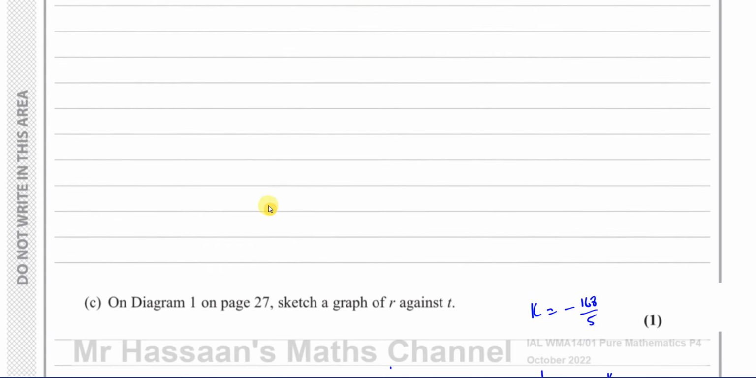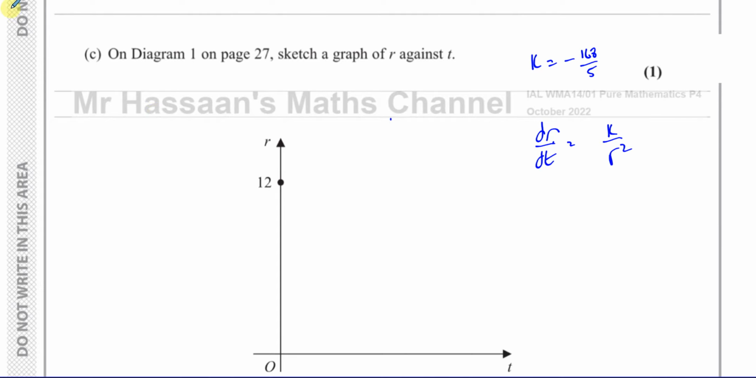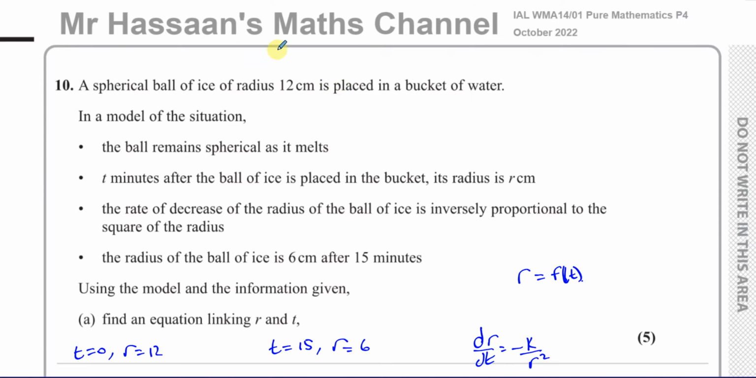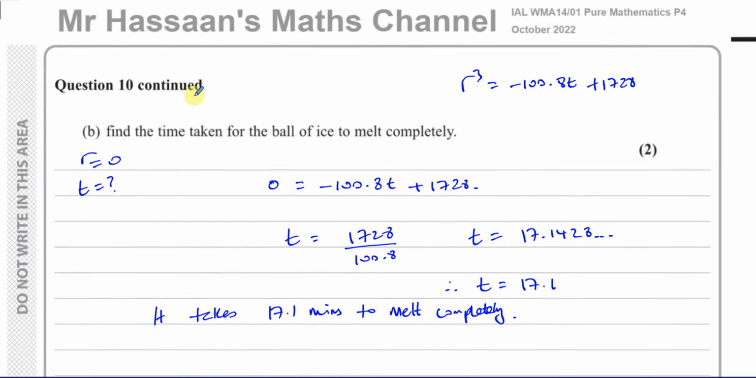Now for part C, they've given us a sketch. All right, so we found that K is equal to, what was that as a decimal? K was 33.6 as a decimal.